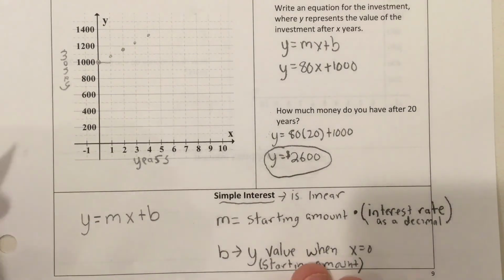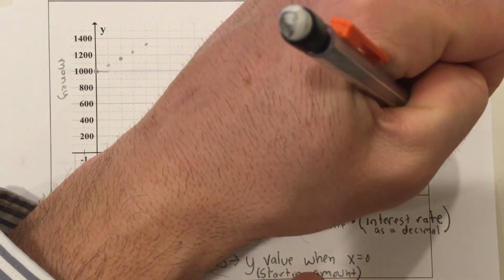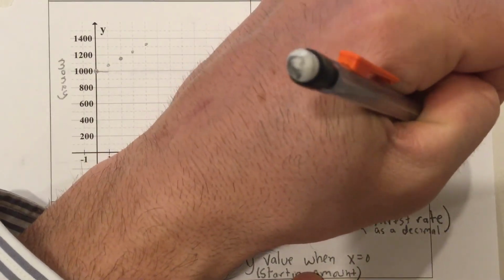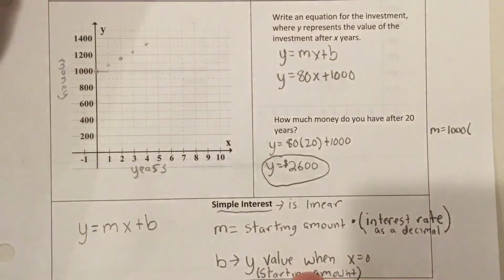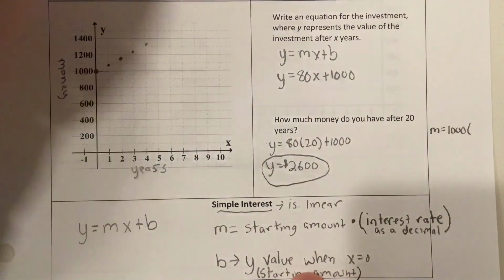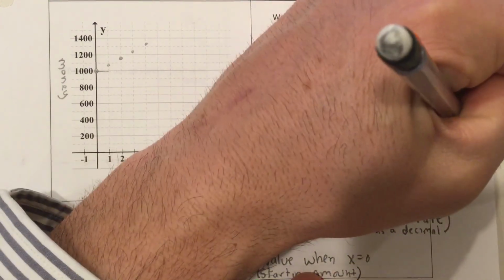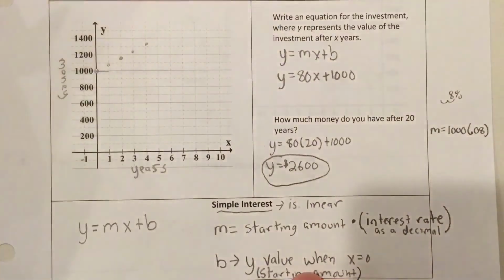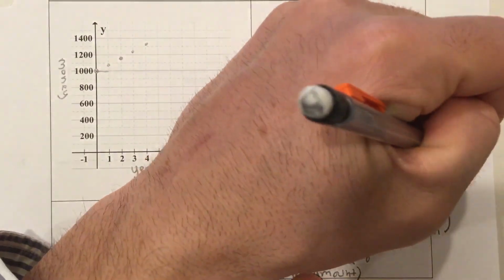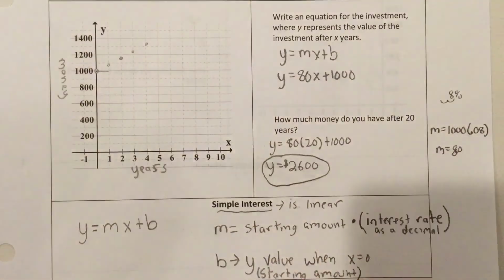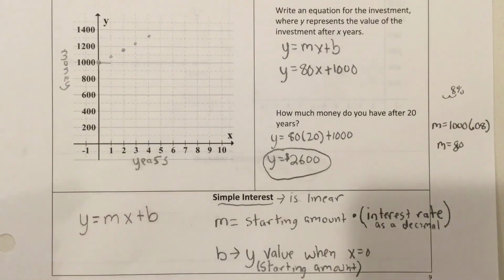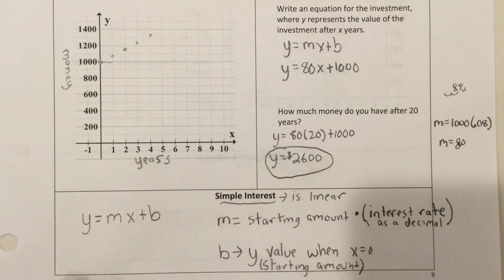So if we kind of go off to the side here, our starting amount here was 1,000. 8% was our interest rate. So again, 8% as a decimal, I have to move it 2 places to the left, so times 0.08. And that's how we got our 80 for our slope here. All right, there's simple. Again, this box is the box you want to refer back to anytime you have a simple interest problem.